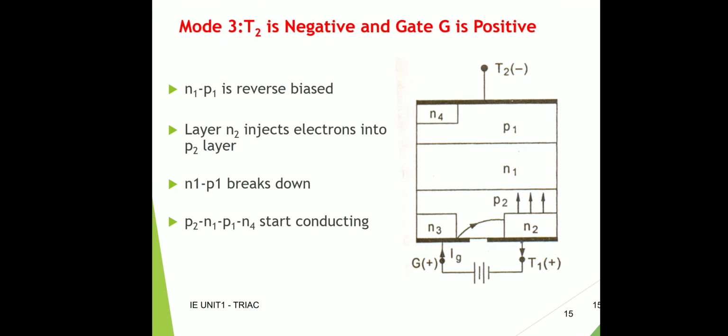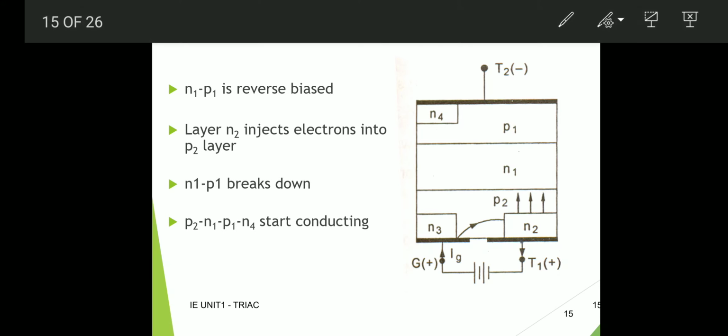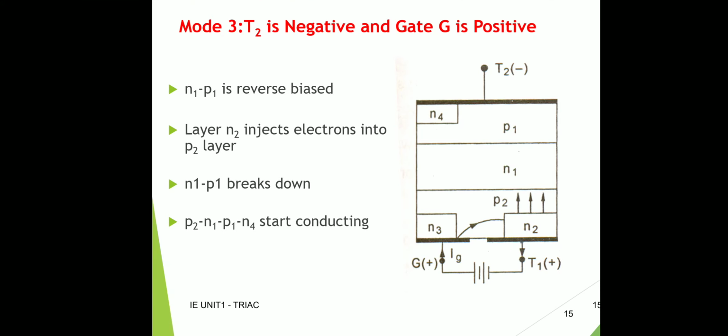And the current conduction is P2, N1, P1 and N4. It starts conducting, and the device is operating in which mode? It is in the third quadrant. When T2 is negative and gate is positive, the device is operating in the third quadrant, and the conduction is from P2, N1, P1 and N4.